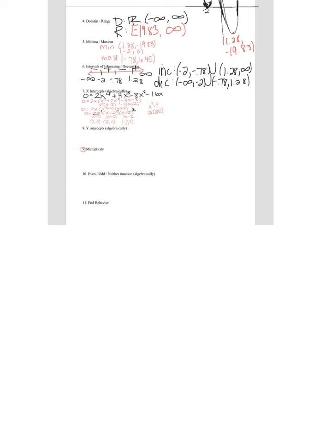So for my statements, I'm going to combine x equals 0 and x equals 2 because they both have the same multiplicity. So this is at x equals 0 and x equals 2. The multiplicity is odd. So f of x crosses the x-axis at x equals 0 and x equals 2.